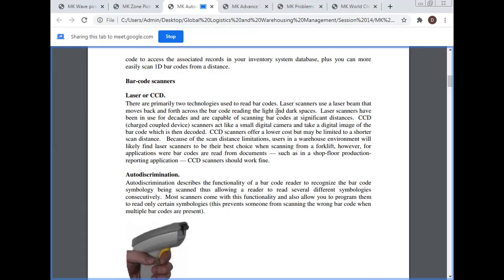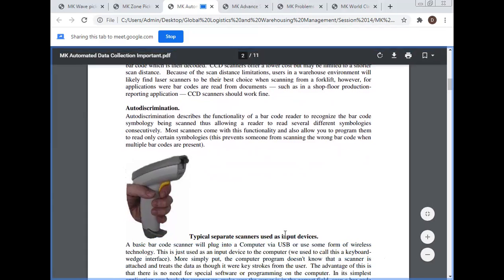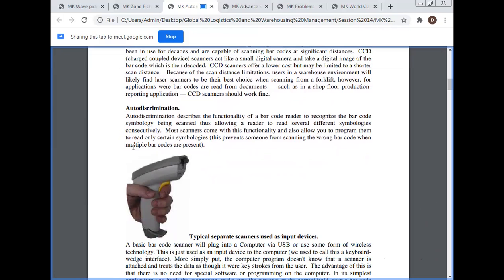Because of the scan distance limitation, users in a warehouse environment will likely find laser scanners to be their best choice when scanning from a forklift. However, for applications where barcodes are read from documents, such as in shop floor production reporting applications, CCD scanners should work fine. These are the scanner devices which have been shown here. These devices are used in warehouses.